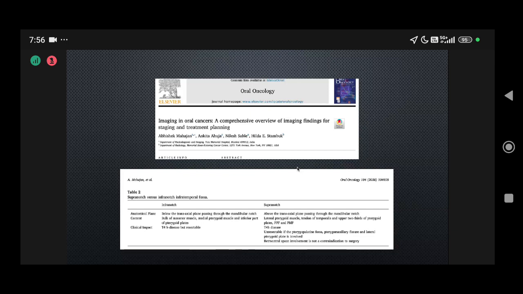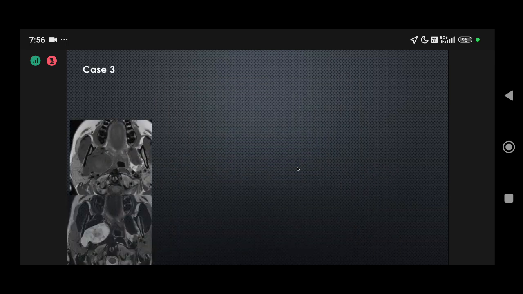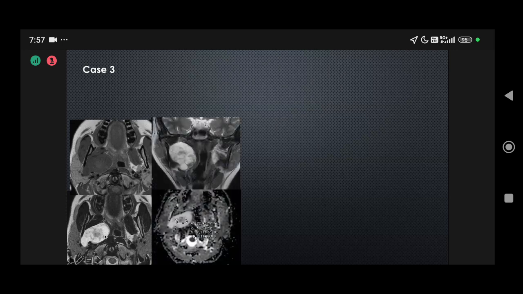And if only the lateral part of the supra-notch is involved, then the disease is still resectable. Coming to the third case, again we are dealing with a parapharyngeal space tumor, which is seen on the right side. Here you have an axial T1 weighted and T2 weighted MRI, and you can see a dumbbell shaped, very well circumscribed tumor which appears hyperintense on T2 weighted images, and it is not showing restriction. It appears bright white on the ADC map.